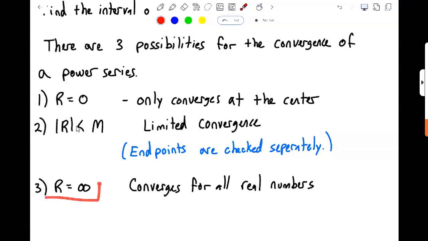Of course, we might get lucky and find out R works for everything, right? Then we don't have to bother checking our endpoints. And of course, if we get R equals 0, again, it only converges at 0. There won't be any endpoints to check either. But when we find that the absolute value is less than a number, then we'll have to decide whether the endpoints get included or not. So we check those separately. We'll see how that works when we get to some of these examples.